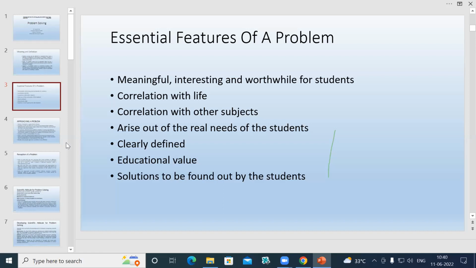Another feature of the problem is that it should have correlation with life, and correlation with other subjects, because nowadays the concept is going to be multidisciplinary. Then it should arise out of the real needs of the student. It should be clearly defined. It should have educational value. Again, the most important feature of a problem is that it should have a solution to be found out by the student. So these are some features of a problem.